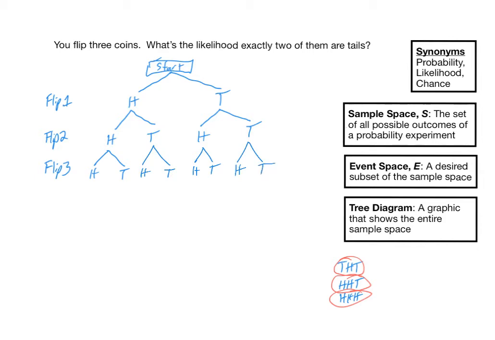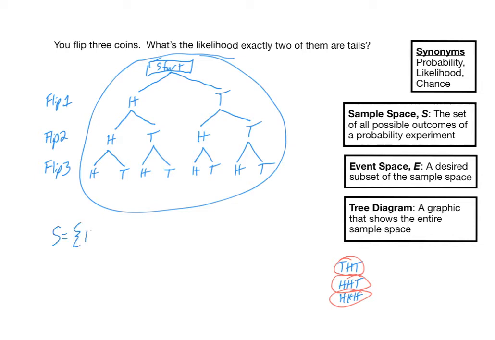This now accurately represents the entire sample space of this experiment. Each path from the top to the bottom is an outcome of the experiment. So this first one here is heads, heads, heads, and we're going to list the sample space now. S is equal to heads, heads, heads. That's one of them, and we separate the outcomes with commas. This is set notation.